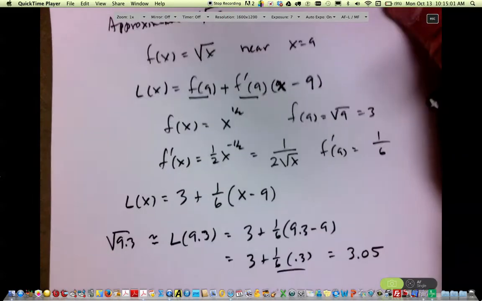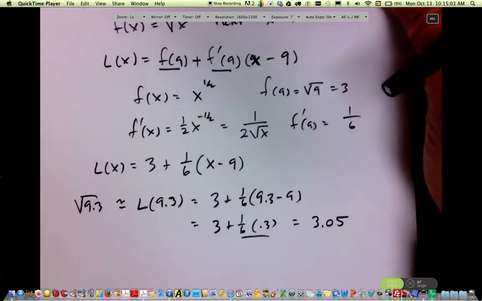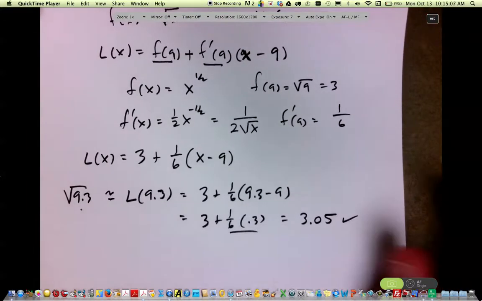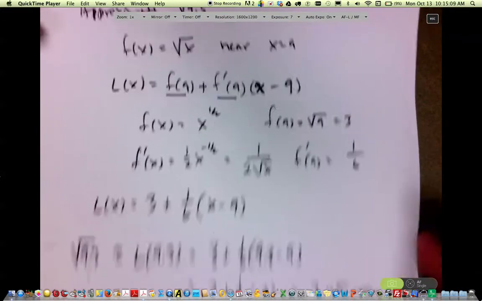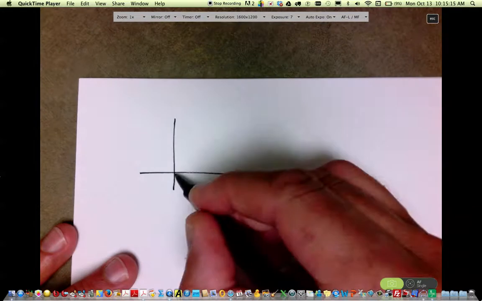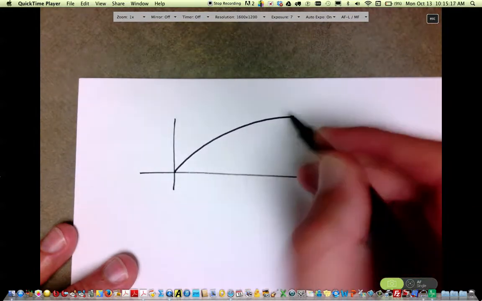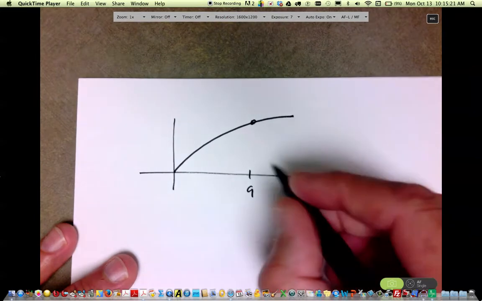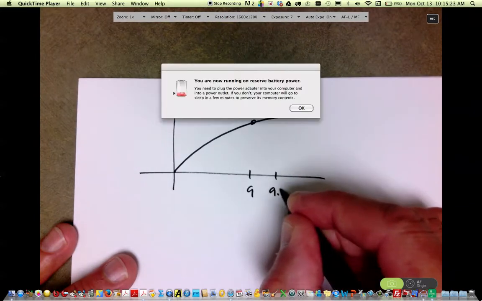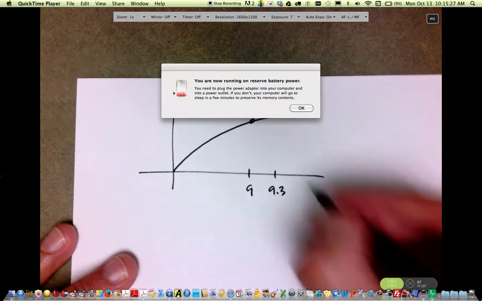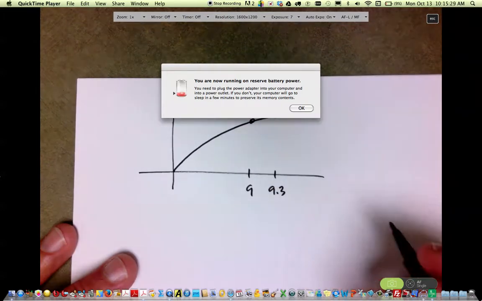All right, then we talked about what this looked like graphically, and we said that this approximation was not exactly the same thing as the square root of 9.3. What we did was we said, here is what the function looks like. The square root of x looks something like this. We're going to go out here to 9, and we're trying to approximate what is the square root of 9.3. So we're trying to find out what's the value of the function at 9.3.